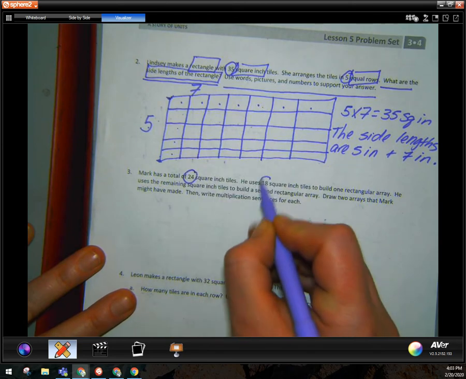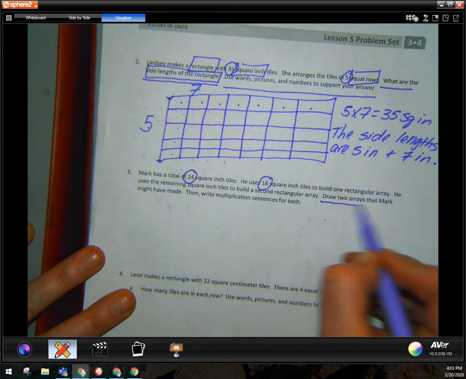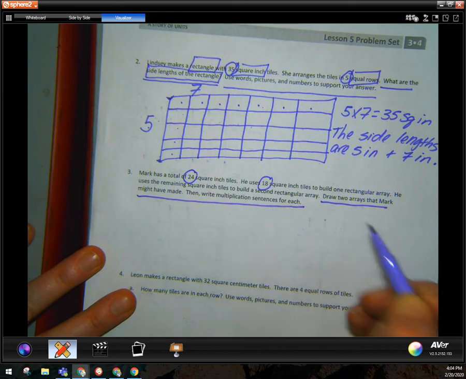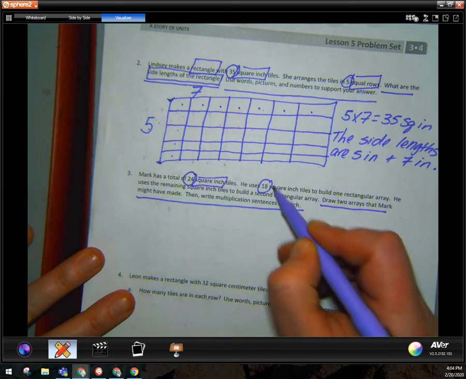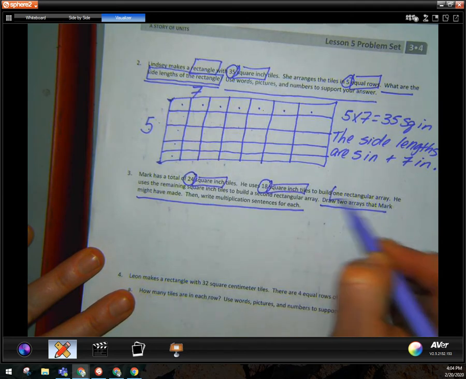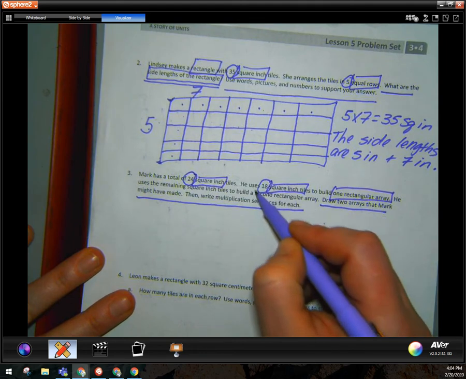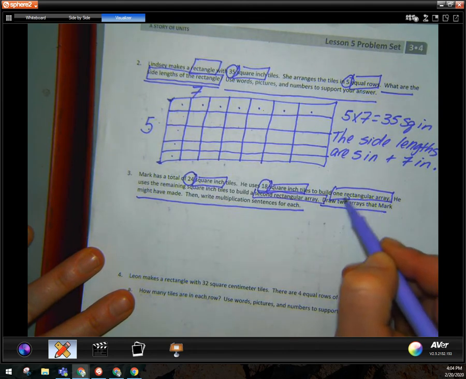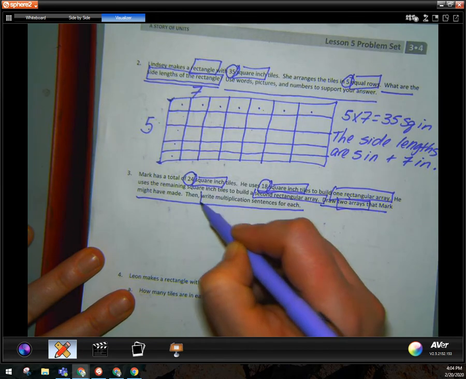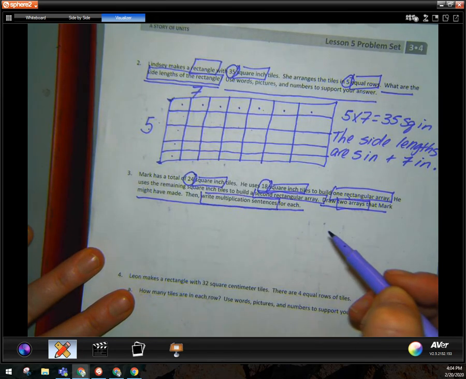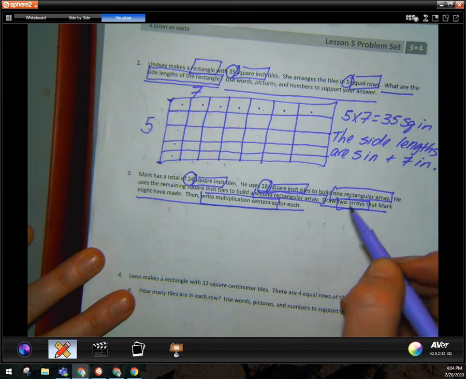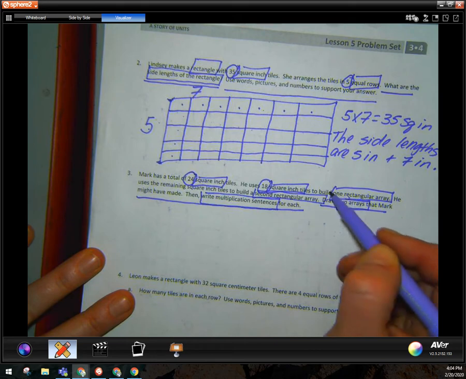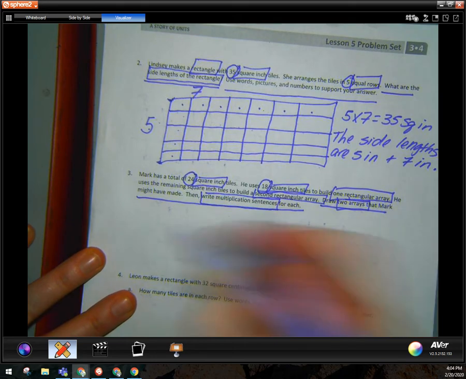So I'm going to circle key numbers. I'm going to underline the directions or the question. Then I'm going to box math action words. Then I'm going to go back and read it and see what I need to draw. Mark has a total of 24 square tiles. He uses 18 square inch tiles to build one rectangular array. Okay, so I can build that array.